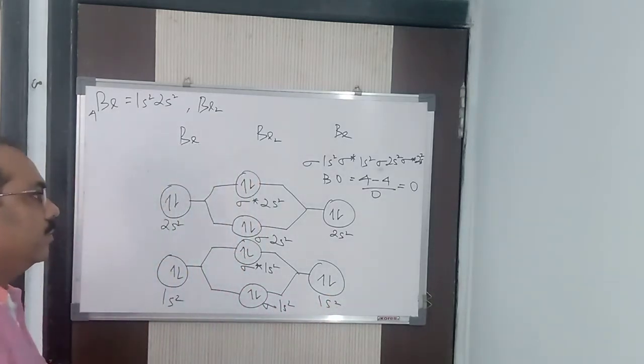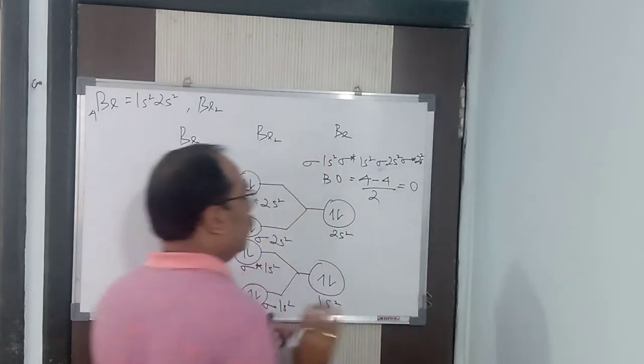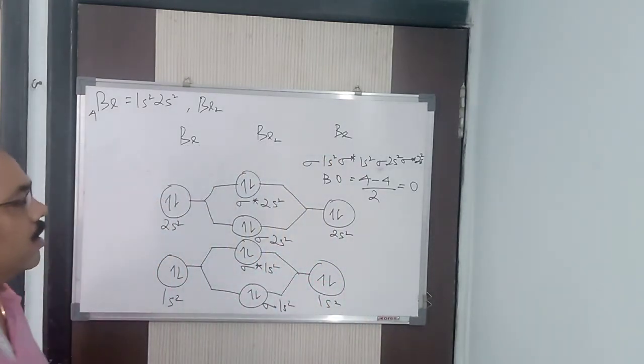We can say that bond order is Nb minus Na, whole divided by 2. So it is 4 minus 4 by 2, which is nothing but 0. You can say bond order is 0. So the Be2 molecule does not exist, just like He2 does not exist, Ne2 does not exist, Be2 also does not exist.